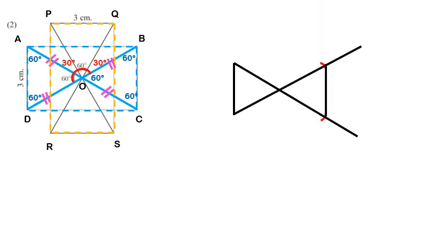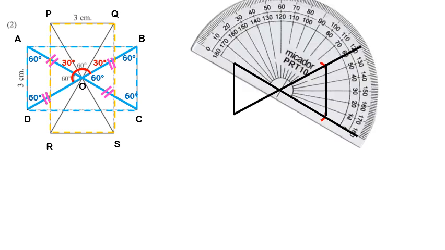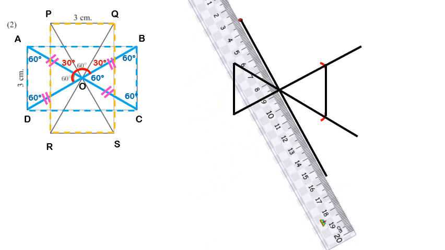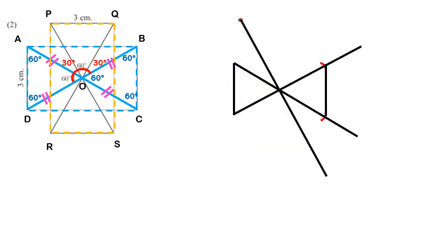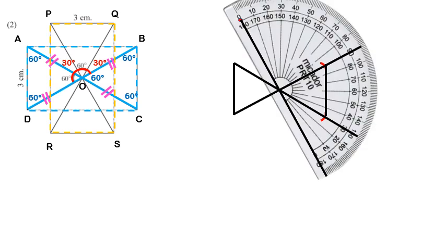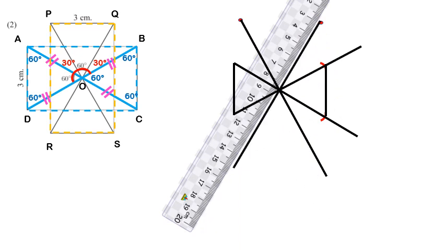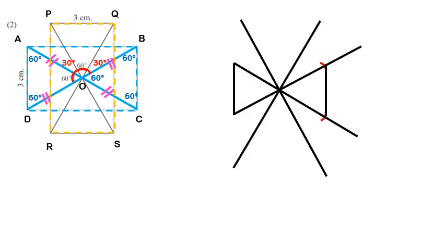And we know angle between diagonal of two rectangle is 30 degree. So keep protractor to the center like this and mark 30 degree angle. Then draw a straight line passing through the center to this point. Again from the center, keep the protractor like this. Then mark 60 degree angle and draw another straight line passing through the center to this point.